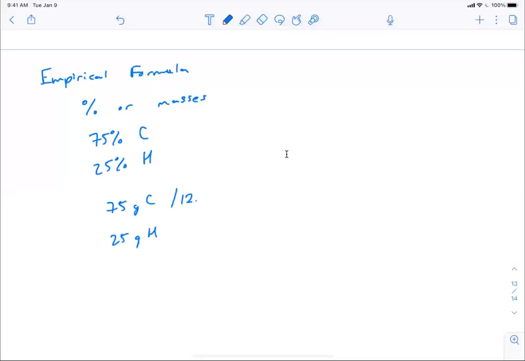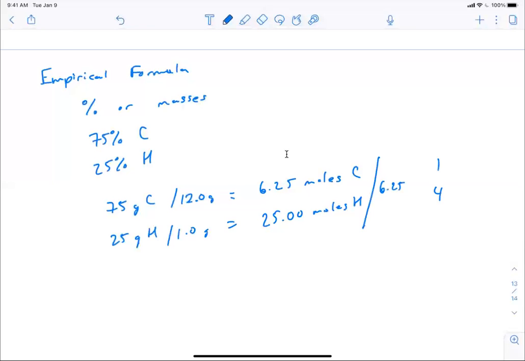So divide by the molar mass, and you find that in that sample, you'd have 6.25 moles of carbon and 25 moles of hydrogen, which means if you divide by the smallest number, you get a ratio of 1 to 4. So your empirical formula is CH4 in this case.